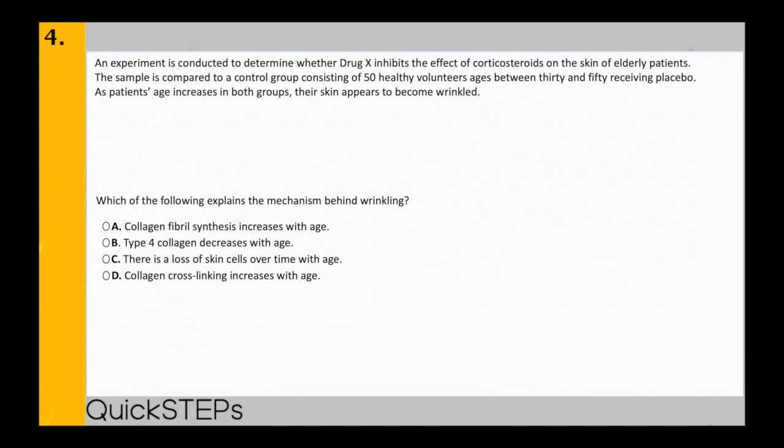Just for the purpose of being thorough, however, let's go to the key words that are somewhat related, albeit not very much so, to the question at hand. We highlighted that the patient age increase is correlated with the skin appearing more wrinkled. Now, you do have to know a little bit of biochemistry in order to answer this question, and if you don't know it, then it's a good learning point. Let's go through the answer choices together.